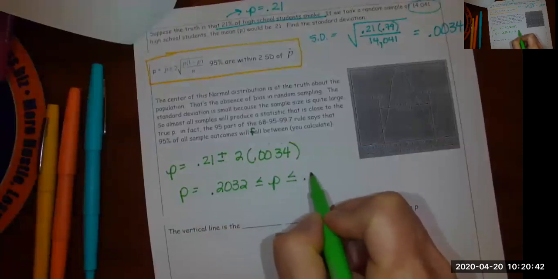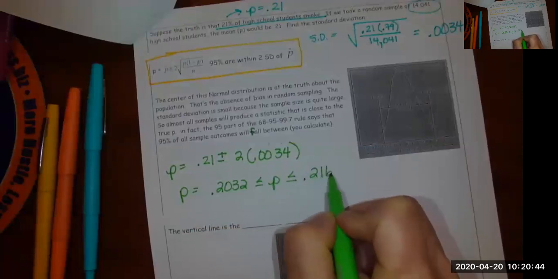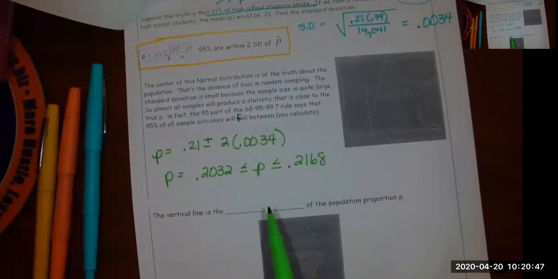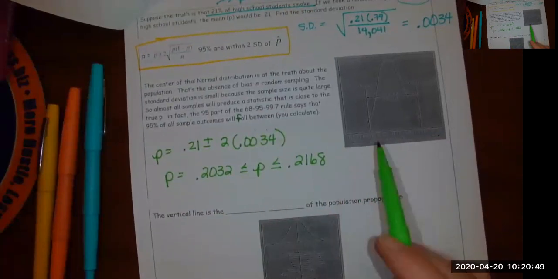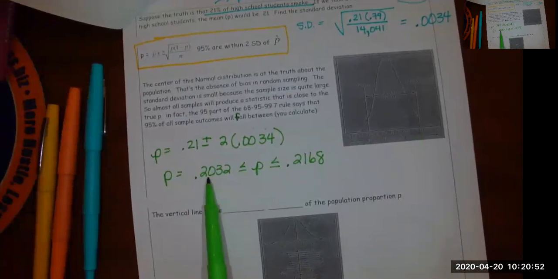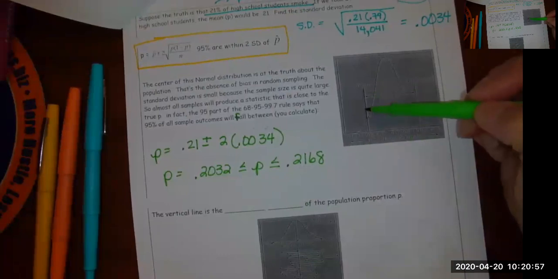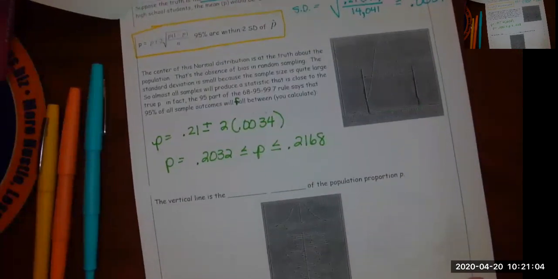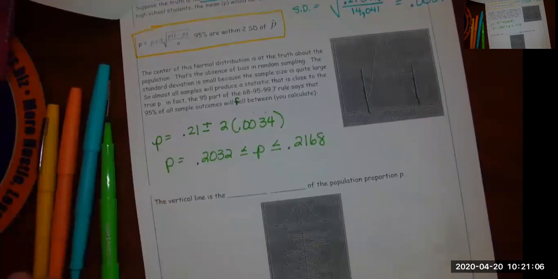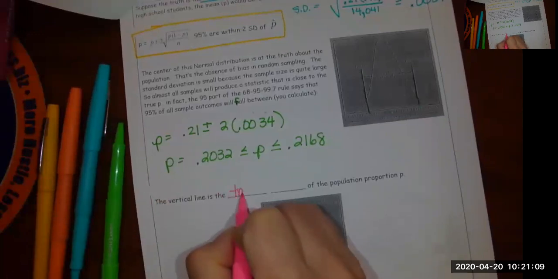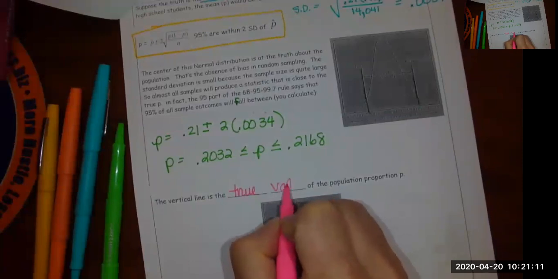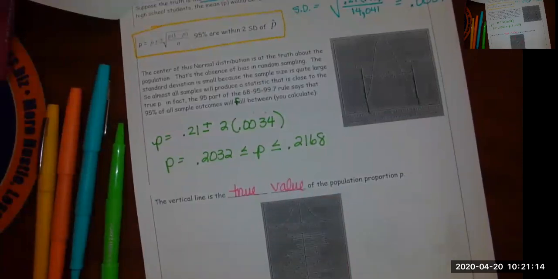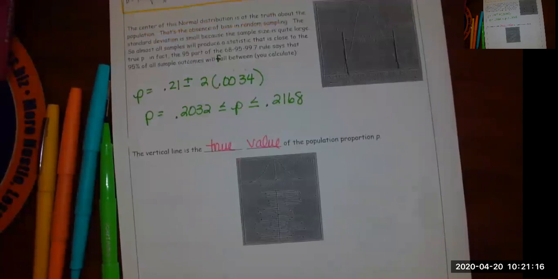And you can pause this and type that in yourself and make sure that you get it. Okay, so 95% is within 2 standard deviations. So there's 0.2032 and 0.2168, and that's right here. And if you look at this and add the standard deviation on, we fall within 2 standard deviations. Okay, the vertical line is the true value of the population proportion P.